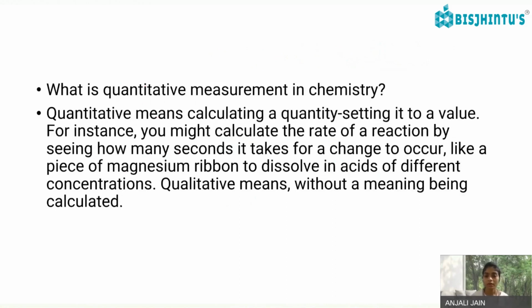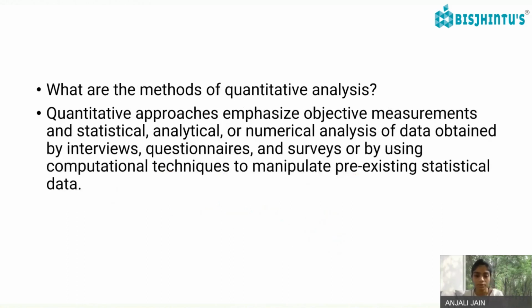Quantitative means calculating a quantity, setting it to a value. For instance, you might calculate the rate of reaction by seeing how many seconds it takes for a change to occur, like a piece of magnesium ribbon dissolving in an acid of different concentration. If I take 2 moles of magnesium, Mg, and H2SO4 sulfuric acid, 2 molar and 4 molar, then obviously 4 molar will dissolve it much more quickly as compared to 2 molar.